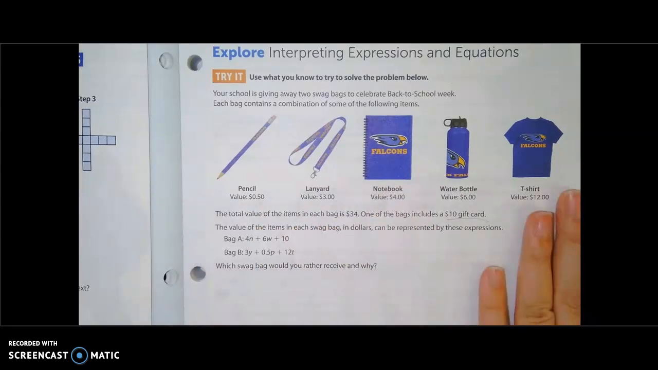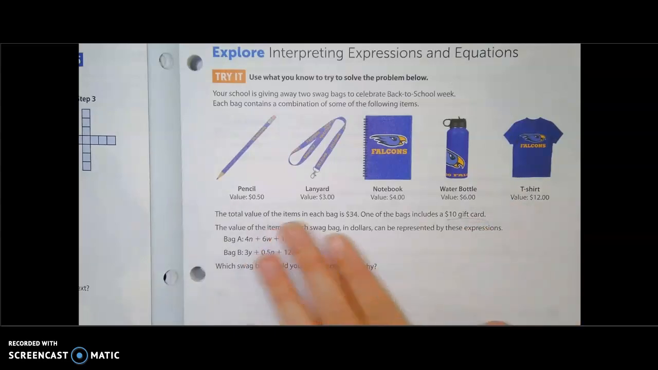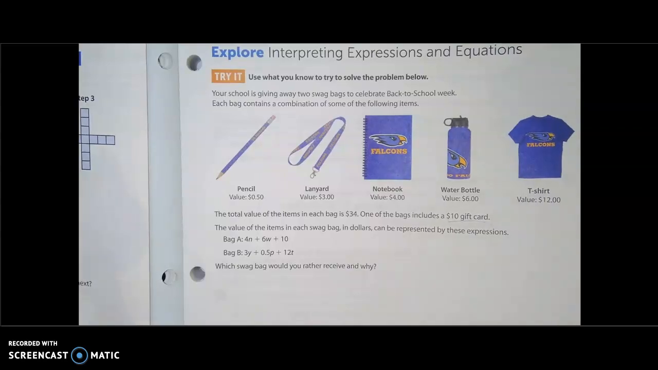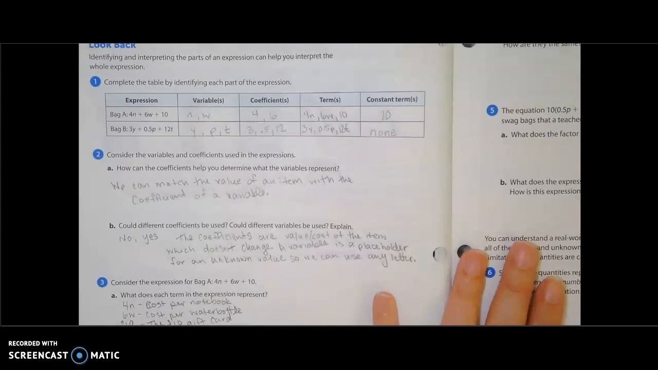The try it we did in class had to do with these value of items, and we were trying to say which bag would you rather receive and why. There's no right or wrong answer, right? It's your opinion. And then we started using expressions, and we went through it.